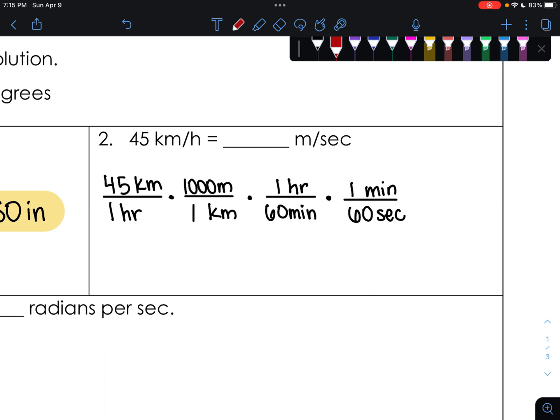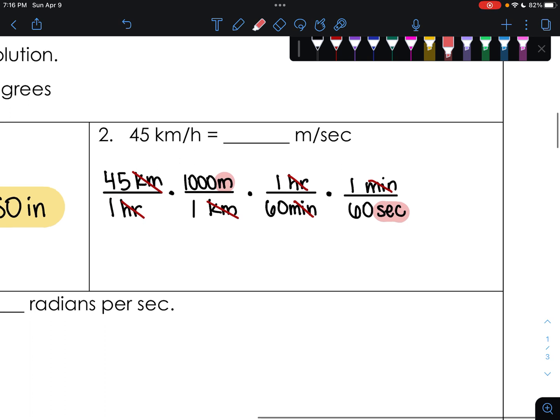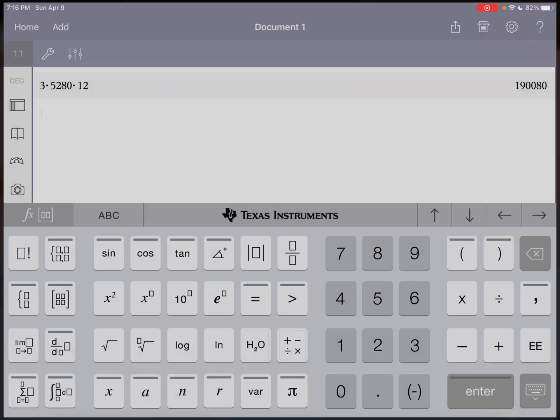So let's see if it does. We have our kilometers cancel out. Our meters cancel out. Oh, nope, we wanted meters, sorry. Our hours cancel out. The minutes cancel out. So if we look, we're left with meters per second. So now all I'm going to do is multiply everything in the numerator together. So 45 times 1,000 times 1 times 1. You don't have to multiply by 1. And then on the denominator, 1 times 1 times 60 times 60. Again, you don't have to multiply by 1 because it's not going to change anything in our value.